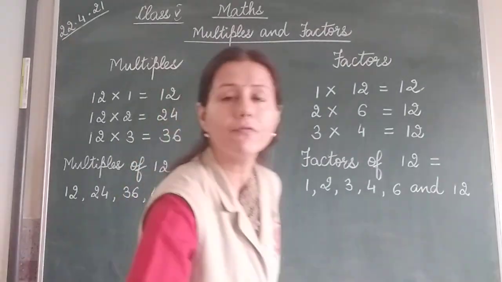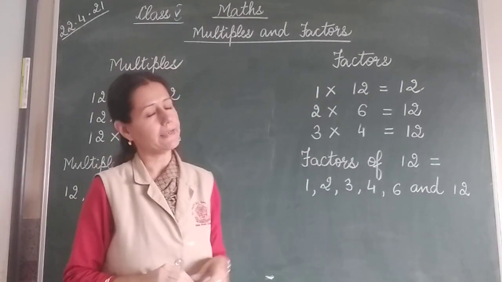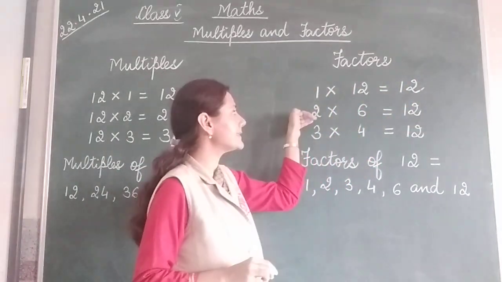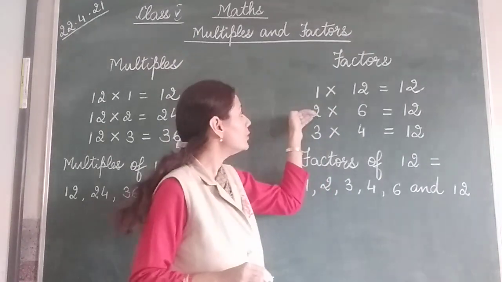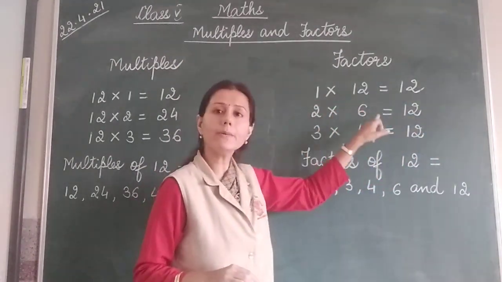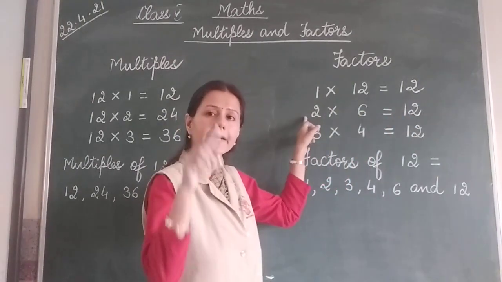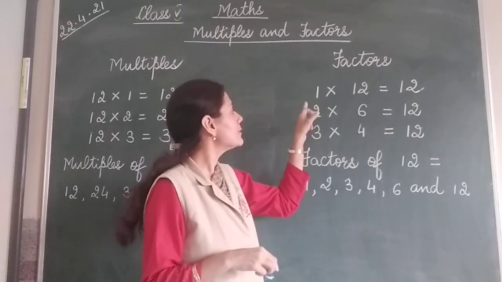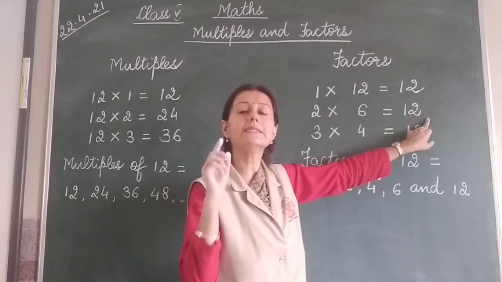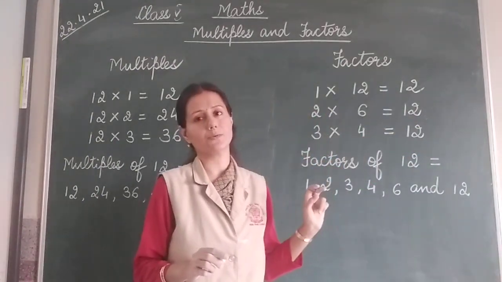So factors of a number are those numbers which completely divide that number. Here 1 and 12 are the factors of 12. Come to the next table. After 1, which table? 2. 2 6 are 12. If you divide 12 by 2, what will you get? 6. And if you divide 12 by 6, what will you get? 2. The remainder will be 0. So beta, 2 and 6 are the factors of 12. 12 is completely divisible by 2 also and 6 also.